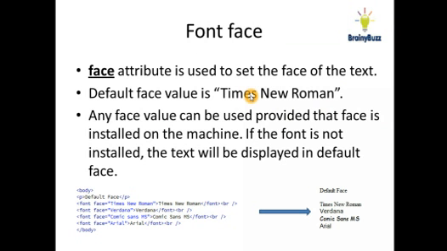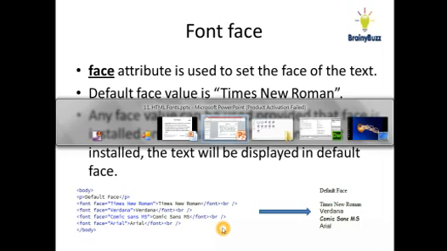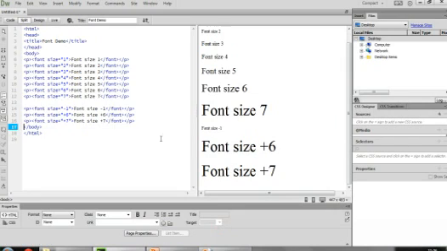In the previous tutorials, we have seen the font and the font size of the HTML text. So now in this tutorial, we'll see the font face. The face attribute of the font tag is used to set the face of the text, like whether you want to write your text in Times New Roman font or Verdana or Arial or anyone that you like. So I'll just show a demo to you.